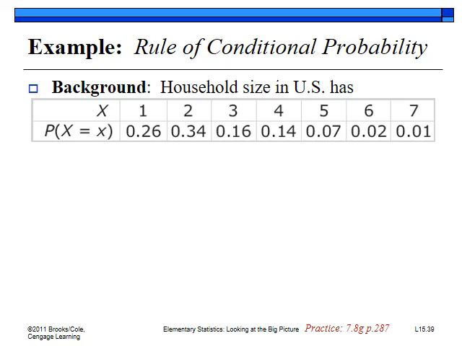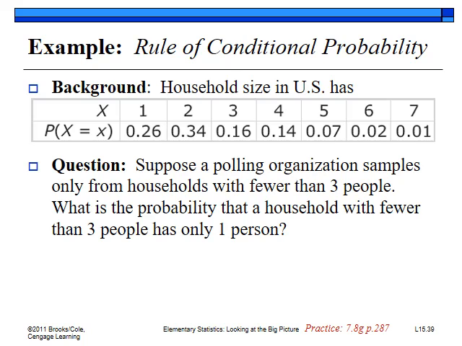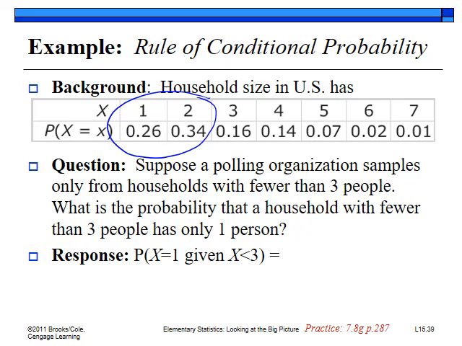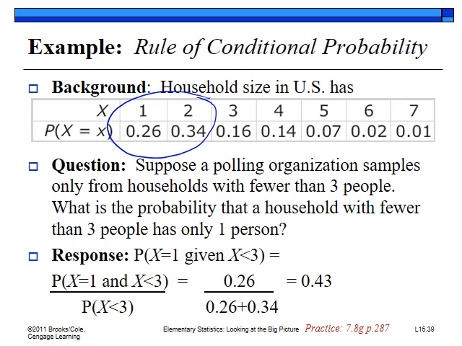For conditional probabilities, what if we're only interested in sampling households with fewer than 3 people? So we're only looking in these 2 columns. What is the probability that a household with fewer than 3 people is a household with only 1 person? We can compute this using the rule of conditional probability. It's the probability that x is equal to 1 given that x is less than 3. That's the probability that x equals 1 and x is less than 3 divided by the probability that x is less than 3.